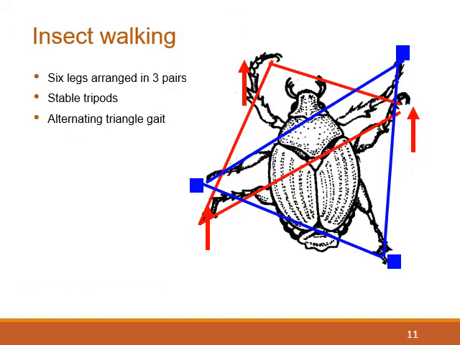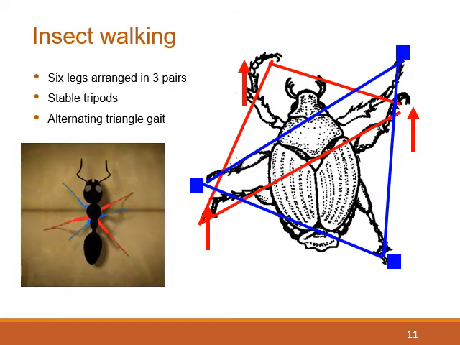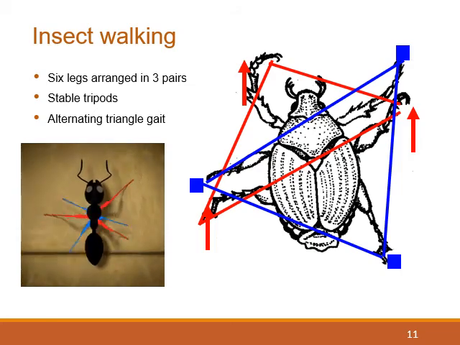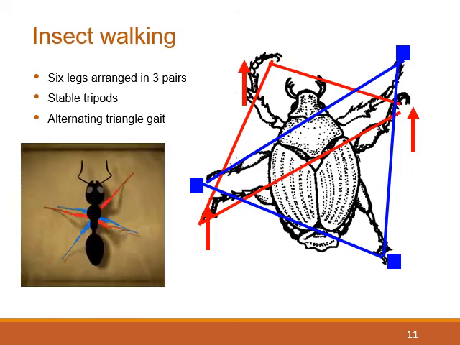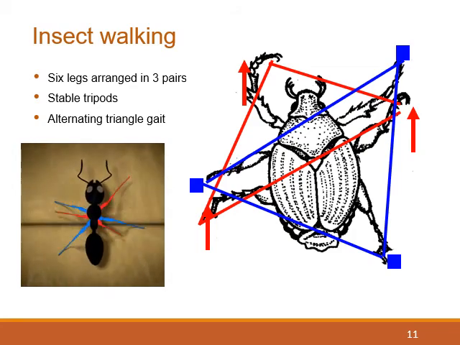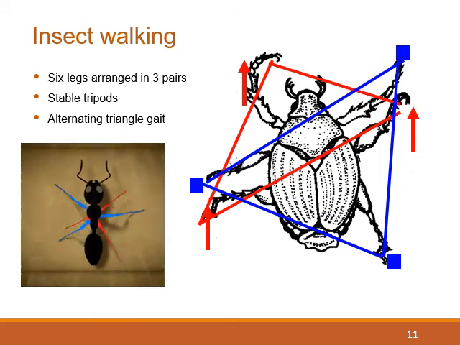And this is perhaps easier to see in this GIF here of this ant, which is moving these 2 tripods, a red tripod and a blue tripod forward. And this system has been copied in robots really successfully for traversing uneven ground. So insects have evolved a really efficient form of locomotion when it comes to their walking.